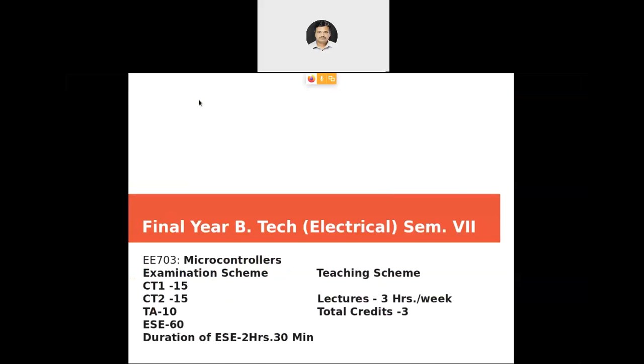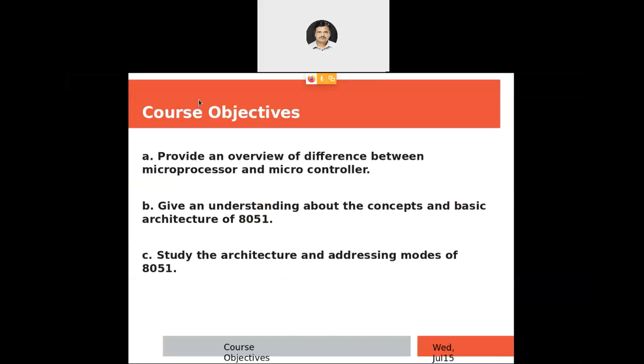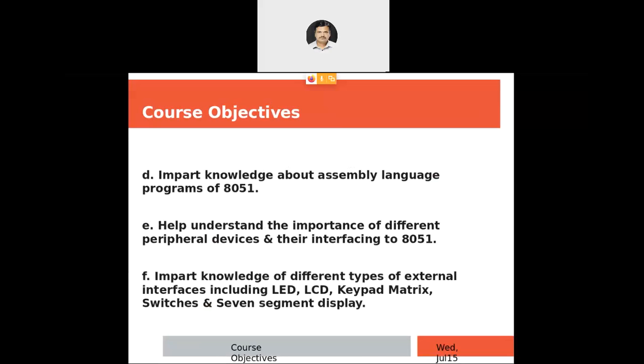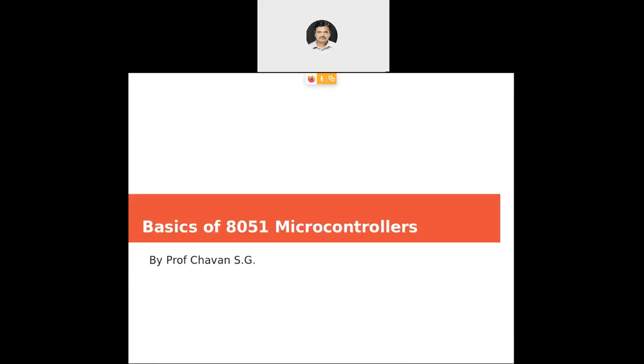Then the next thing is that today we will study the basics of microcontroller. We have started the unit. I think 1 week has elapsed. So you come to know the basic ins and outs regarding the microprocessor and microcontroller, what is the exact difference between the two, and what are the applications of that.